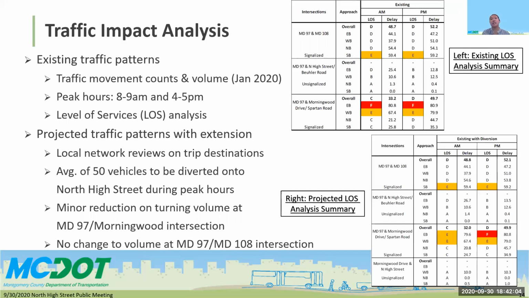And we have also looked at the projected traffic patterns with the extension. We have looked at the local network reviews on trip destination, basically looking at what are the major attractions within the vicinity of people using North High Street. And we have determined that on average, 50 vehicles will be diverted onto North High Street during peak hour if the extension is there. And there would be a minor reduction on the turning volume at the Georgia Avenue and Morningwood intersection. And there would be no change to the volume at the Georgia and Olney Sandy Spring Road intersection.